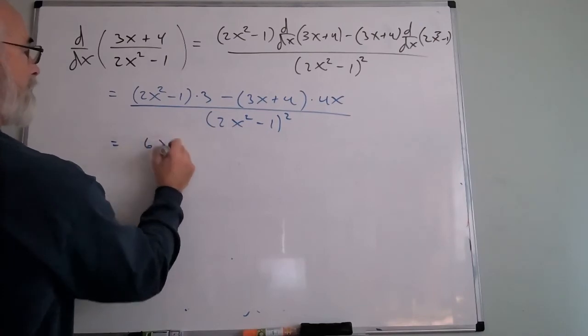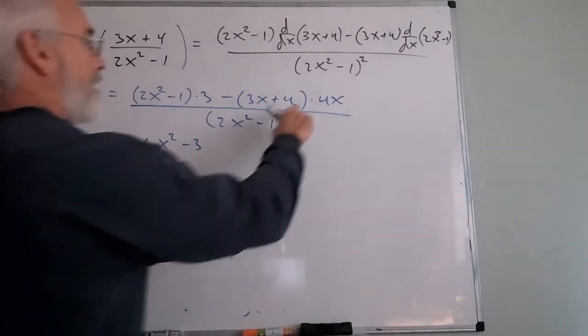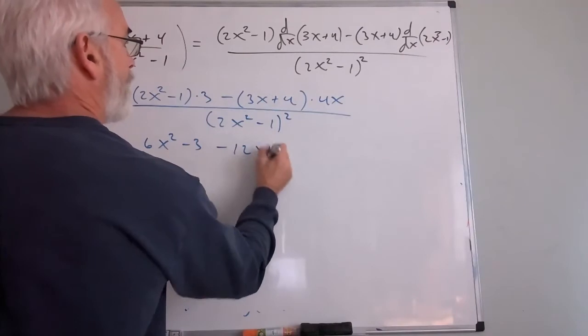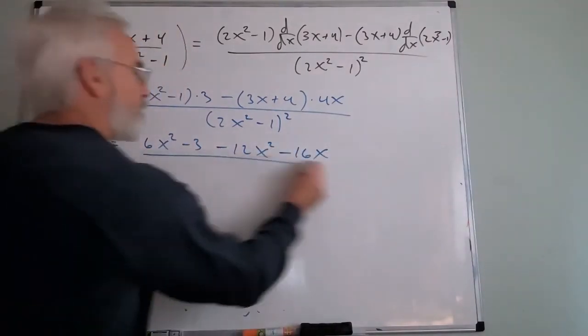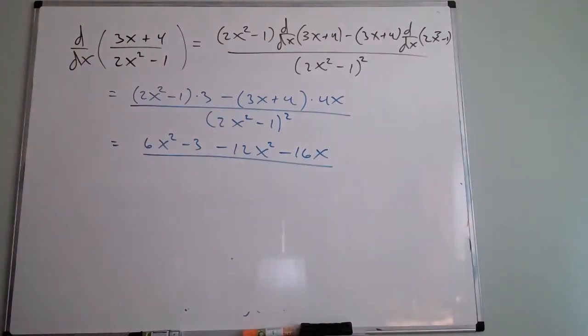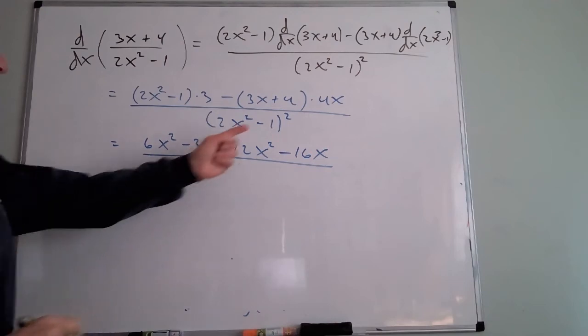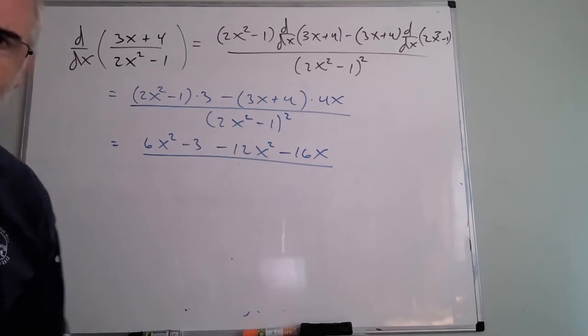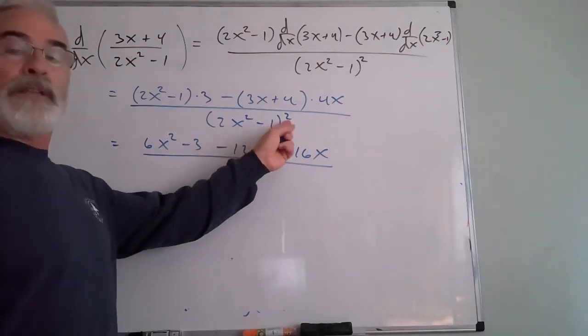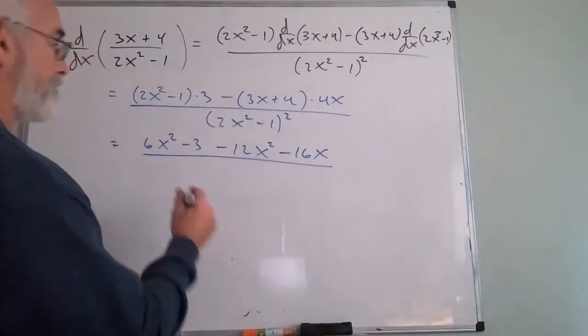So that would be 6x squared minus 3. Here, that would be minus 12x squared minus 16x. Now, should I multiply the denominator out? The answer is no. Remember, I said you want derivatives in a factored form. What if my denominator had a really high degree? None of you would think about multiplying that out. So the fact that it's squared, no, leave it squared. That's more useful.